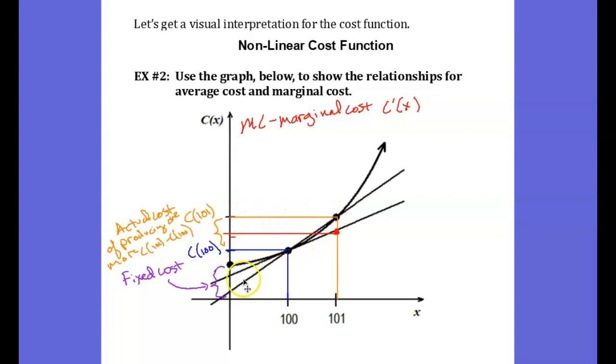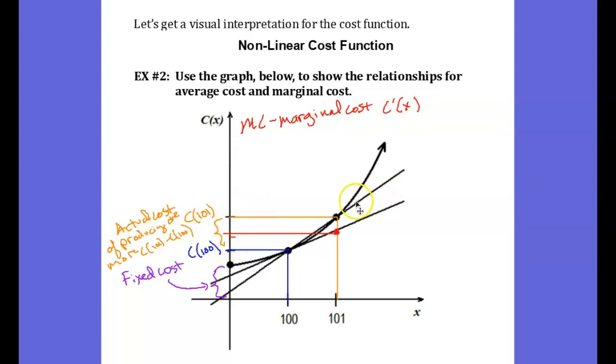And if we graph a secant line through those 2 points, we can calculate the average rate of change. C of 101 minus C of 100 divided by 101 minus 100. And that gives us the actual cost of producing one more item. And it's just the difference between C of 101 and C of 100. So this distance is our actual cost.